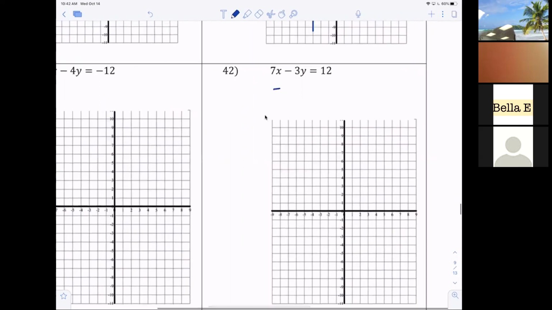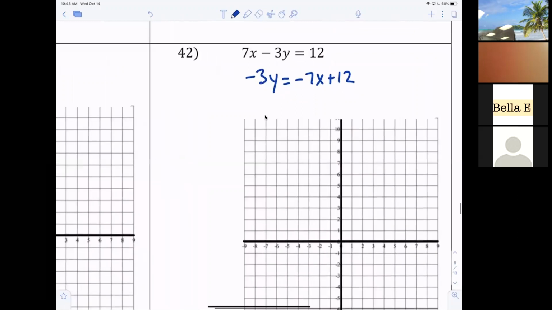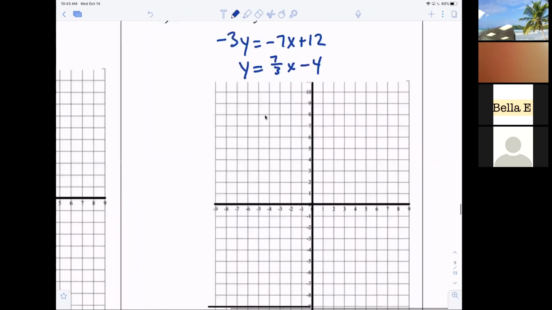Negative 3y equals 12 negative 7x. How about negative 7x plus 12? Oscar, we like to put the variable x in front of the constant. That's what we're doing. Now what do I do? You divide by the negative 3, which is y equals 7 over 3x plus negative 4. How good am I? Just say it. You're welcome, Oscar. That is correct. Now, if you graph right, I am the best teacher ever. Go.